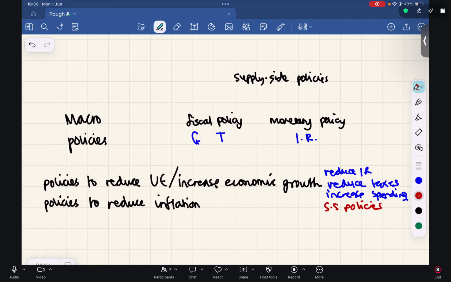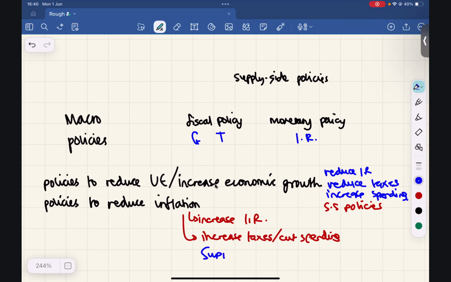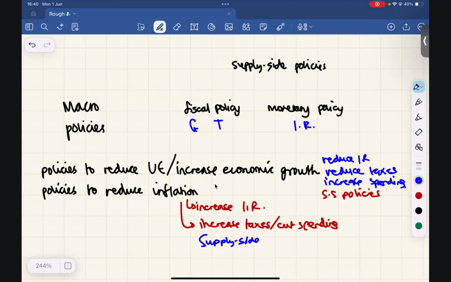Good. So one way to reduce inflation in the economy is to increase interest rates. And another way is to either increase taxes or cut spending. Okay. Again, both of these would reduce aggregate demand in the economy. And again, a wild card, supply side policies. When you're fully revised and fully prepared for year 12, you should know supply side policies really, really well and the difference between the demand side and the supply side policies. Okay.